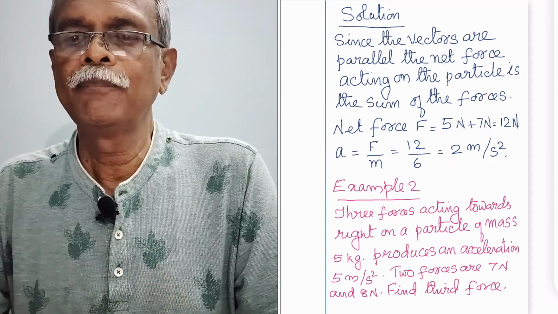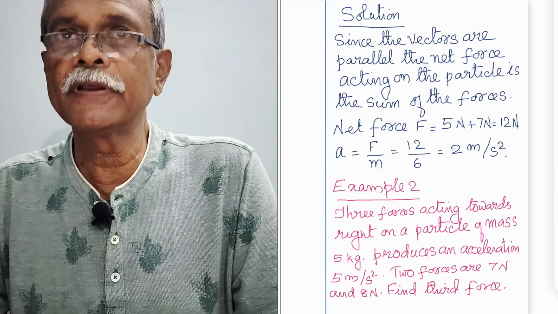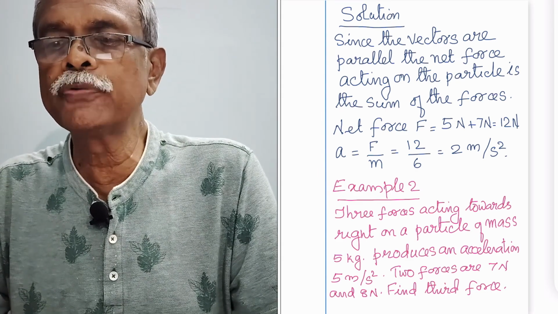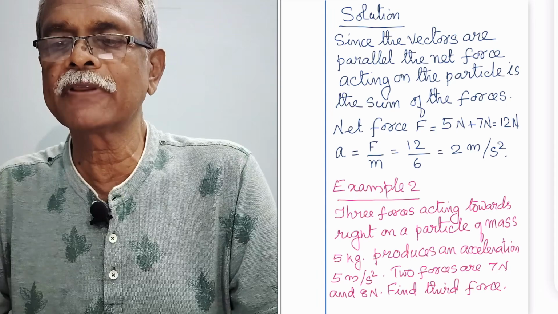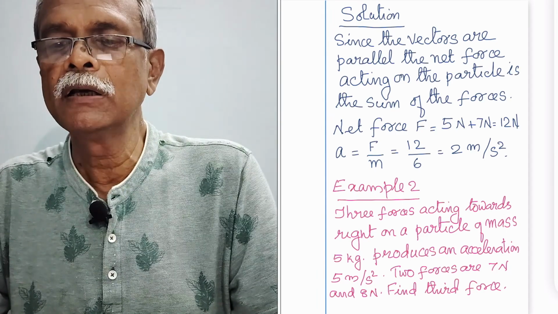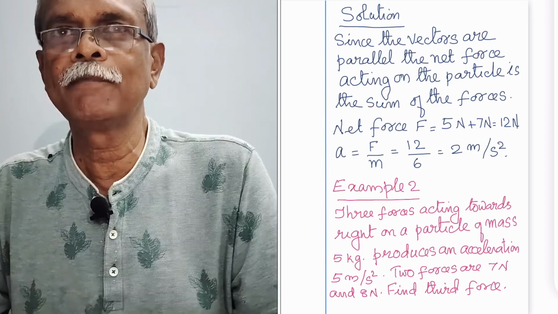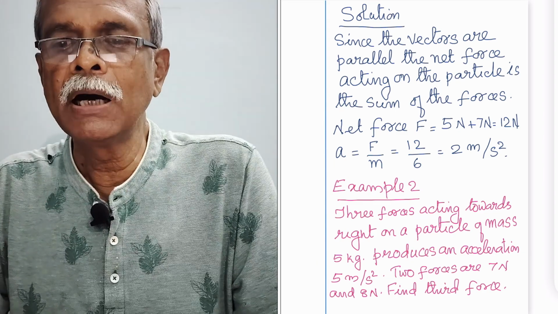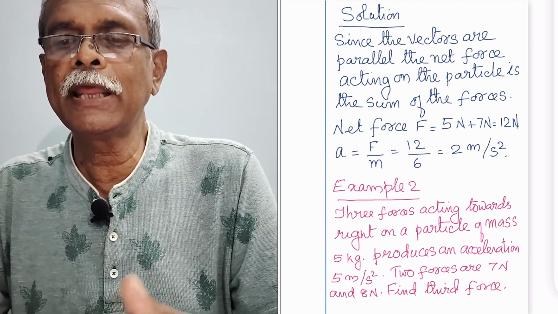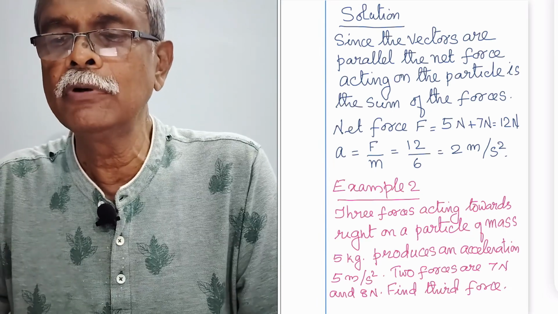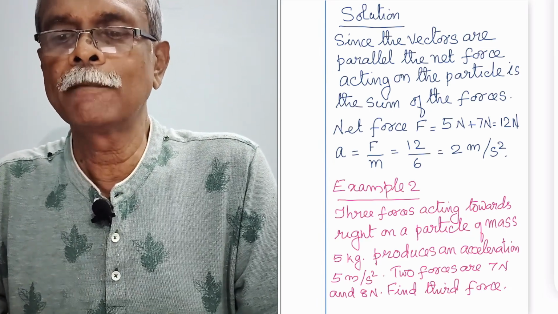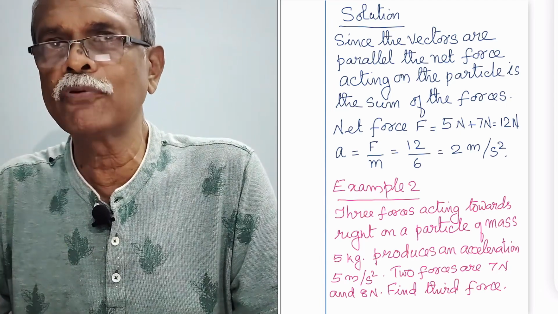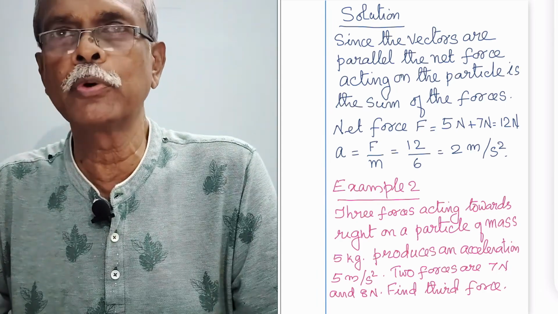For the second example, we consider 3 forces acting towards the right on a particle of mass 5 kg. It produces an acceleration of 5 meter per second square. Two forces are 7 Newton and 8 Newton. Mass is 5 kg. Therefore, the net force will be 5 multiplied by 5, that is 25 Newton. The two forces, 7 Newton and 8 Newton, act in the same direction. Therefore, they add to produce 15 Newton.